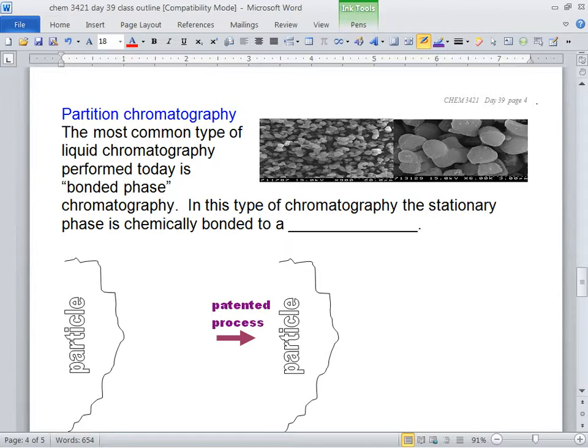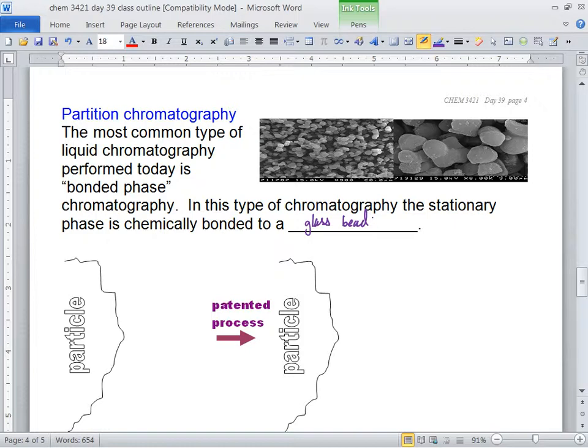Where are we? The most common type of liquid chromatography: in this type, the stationary phase is chemically bonded to a, what would you like to call it, glass bead? Right, but beads isn't a small enough word. A glass, really, really tiny ball. That's what it's bonded to.